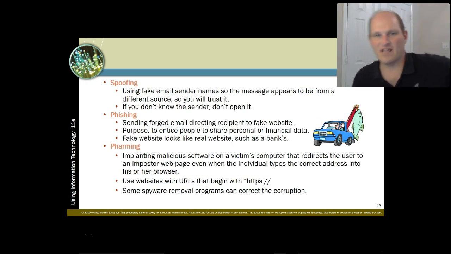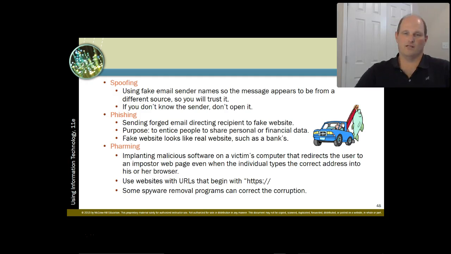Spoofing is just using a fake email sender's name, so the message appears to be from a different source, and this is actually very easy to do, so just be aware of it. Phishing is just sending forged emails directing recipients to a fake website. The purpose is to entice people to share personal or financial data, so always be on the lookout for that.